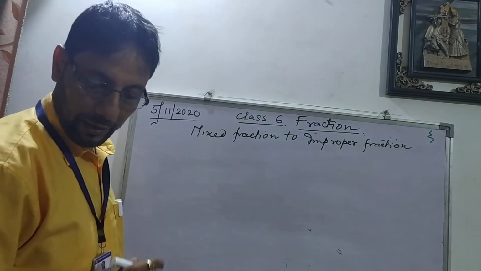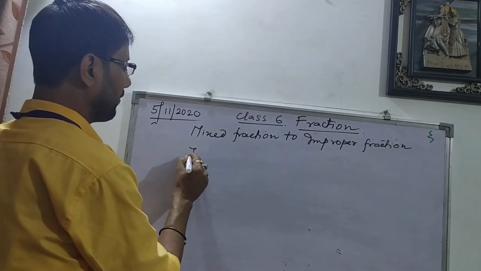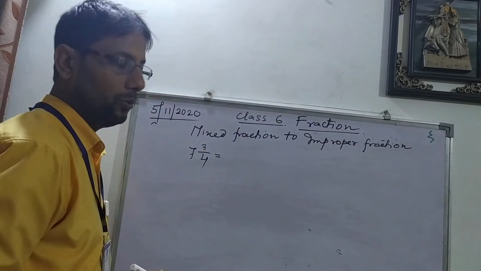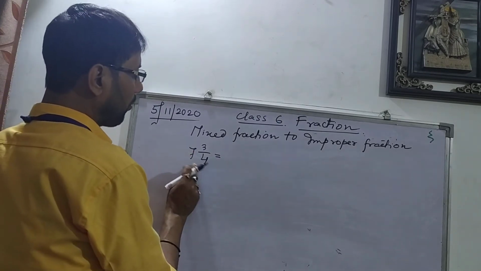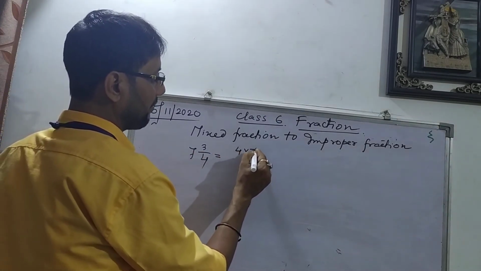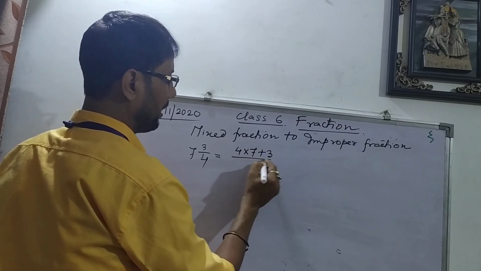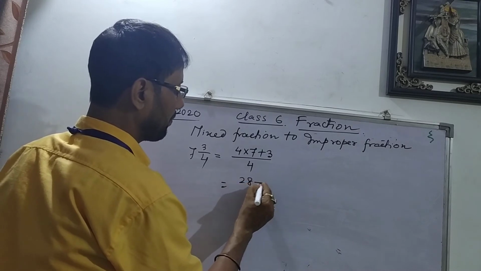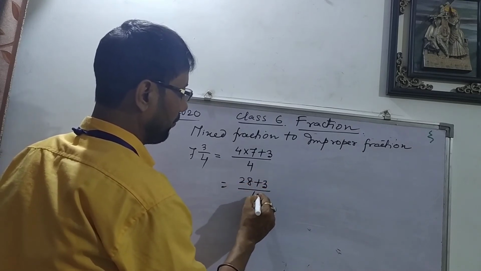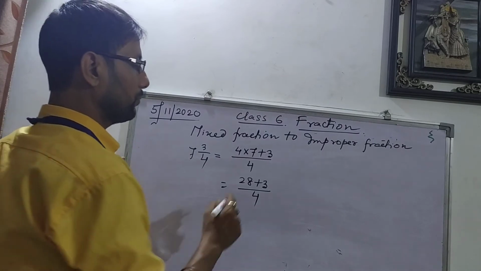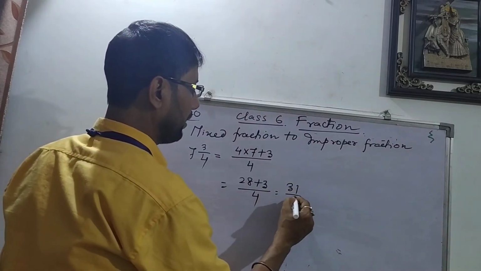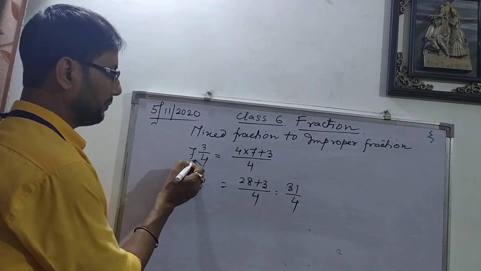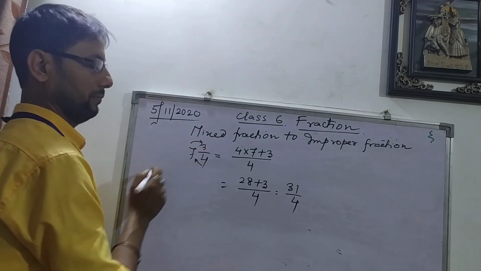See, now one example I am taking. 7 3 by 4. So how to convert into an improper fraction? 4 multiplied by 7 plus 3 by 4 is equal to 7 4s are 28 plus 3 by 4. So it is equal to 31 by 4. So what I have done? I have multiplied 4 into 7, 28, plus 3.